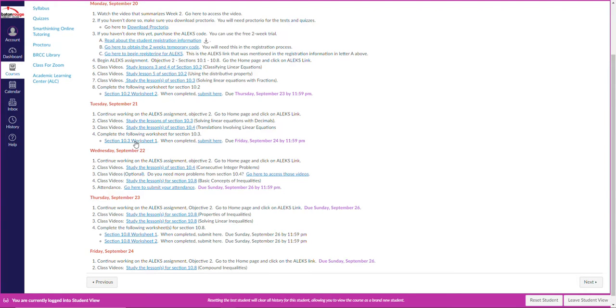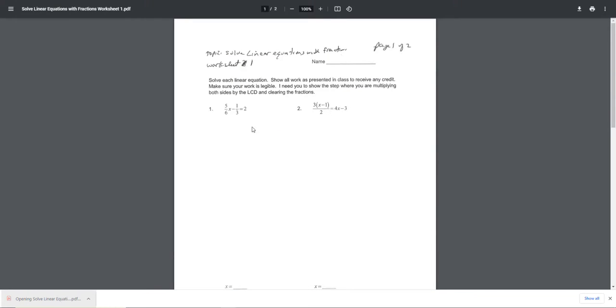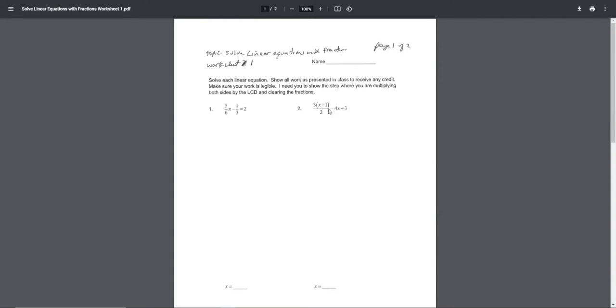Item 4 says this. This is one of the worksheets you have to turn in. So when you click on 10.3 worksheet 1, and you go here to download it, this is a worksheet. There are 2 pages. This worksheet contains fractions and parentheses, so you know you have to multiply both sides by the LCD. Make sure you follow directions. It says I need you to show the steps where you are multiplying both sides by the LCD and clearing the fractions. That's what those lessons were about.